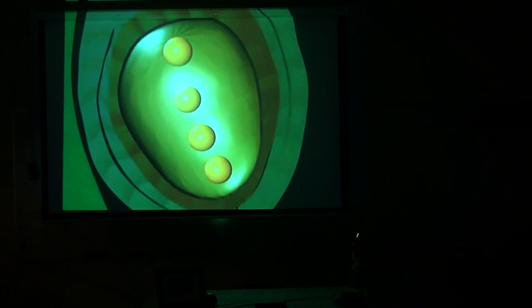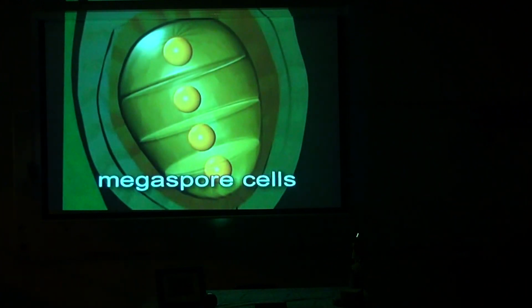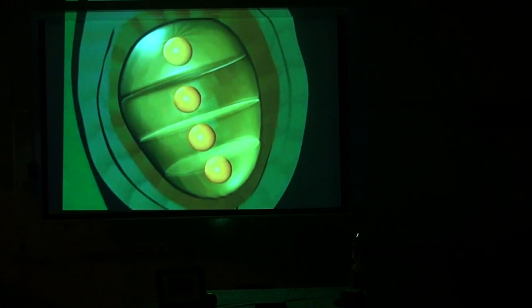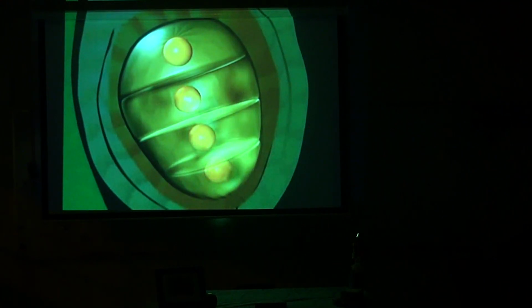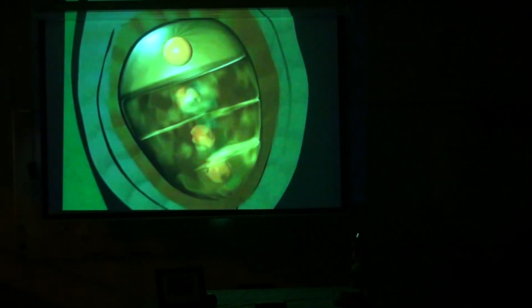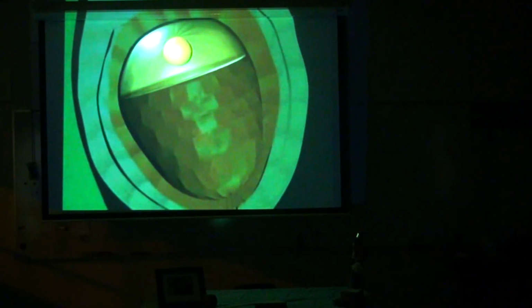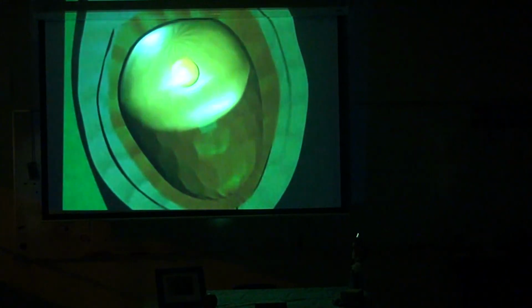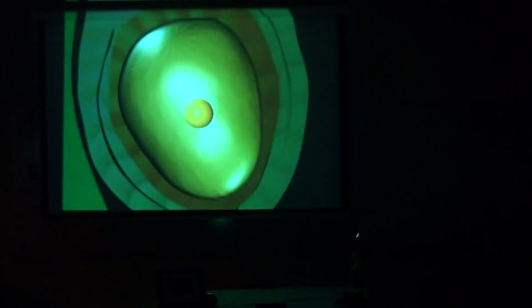In some plants, such as Lilium, walls are not formed around these nuclei. But in the majority of flowering plants, walls are formed around each nucleus, resulting in 4 megaspore cells. 3 of these then degenerate. Why is that? Evolution. The surviving spore enlarges, and the nucleus divides 3 times, yielding 8 haploid nuclei.